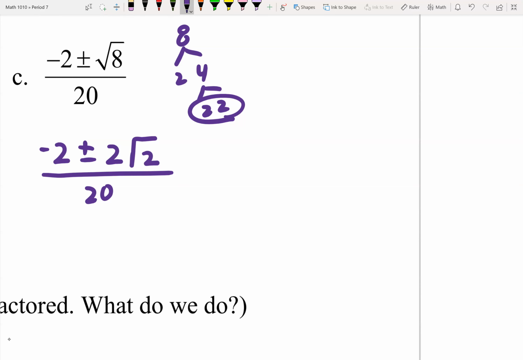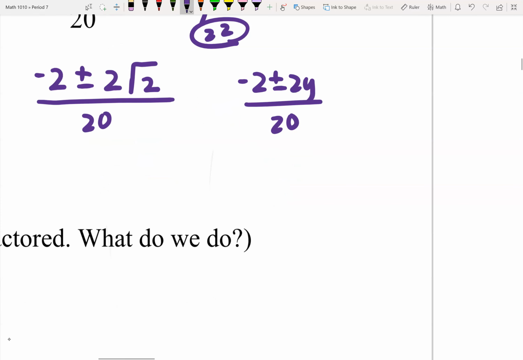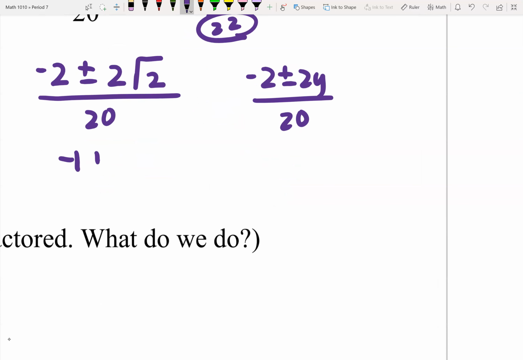What you should have written is negative 2 plus or minus 2 square root of 2 over 20. Who says that's what I wrote? Okay, yay. See, now you know. Can I reduce it? Yes, 2 goes into everything. So it's negative 1 plus or minus 1 square root of, do I make that a square root of 1? No, don't mess with the square root. He never changes. All over 10.